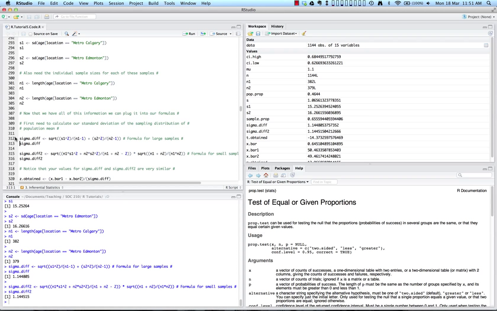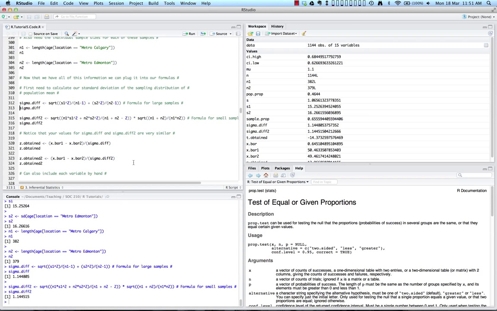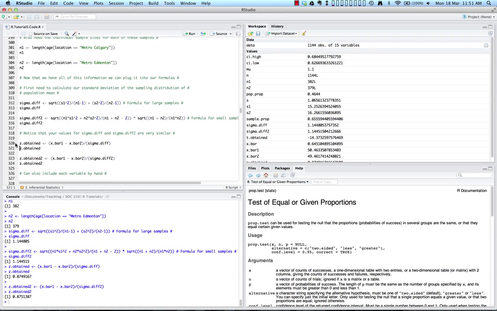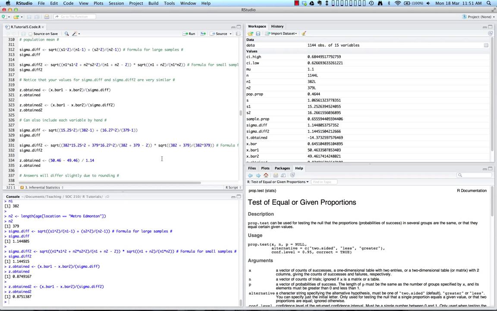Let's run those. And what you'll see in this situation is that our results are very close because we have a large sample size. So with our formula for large samples, we came out with 1.1448. For small samples, we came out with 1.1445. So very close values. And we can then use each of these with our Z obtained formula to see what we get. So if we do that in both situations, we see that our Z obtaineds are also very close to each other at 0.87 for both of them. And in addition to doing that with our formulas with words, we can also calculate things for each variable by hand. So these are our formulas again down here, but I've put in each of the values to calculate them by hand.